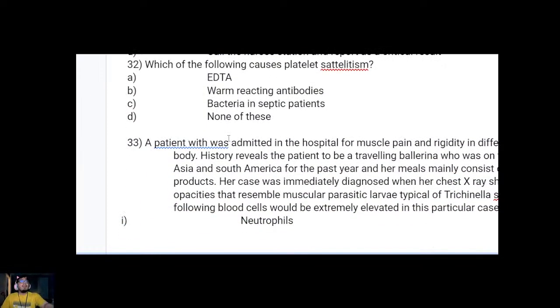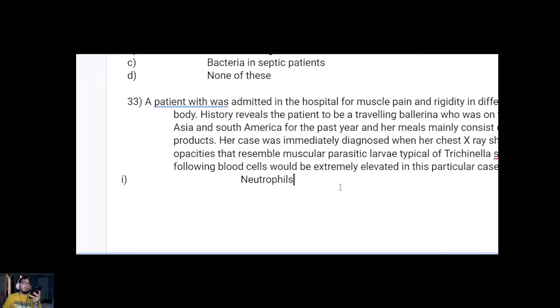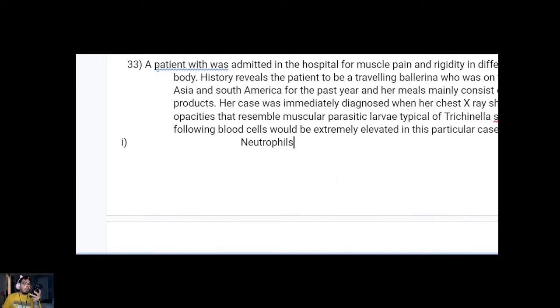Okay? Which of the following causes platelet satellitism? Mali ang spelling ko ng satellitism. EDTA. Okay? EDTA causes platelet satellitism. How many people were able to answer that one correctly? Number 32. Okay, so no need for further this one. Number 33. Marami rin ang tamang sagot dito.